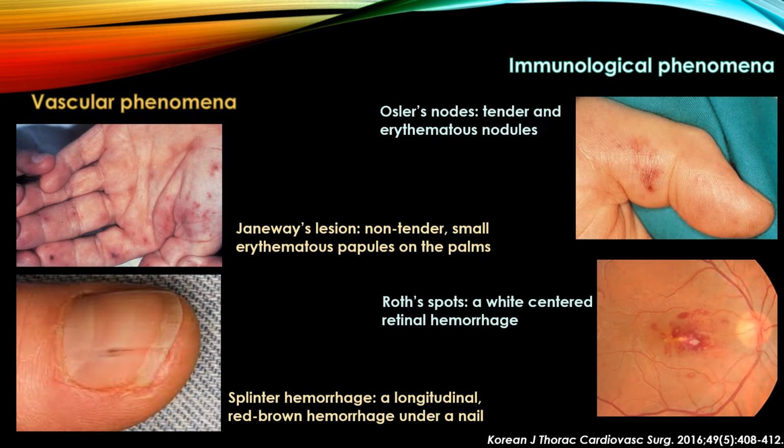These four signs are maybe classic but not common to find. About the Osler node, we found only 6.7%. Janeway lesion, we found only 2.2%. Roth spots, 3%. But splinter hemorrhage, you can find up to 40%. But it's not specific to endocarditis. You can find this sign in other diseases.